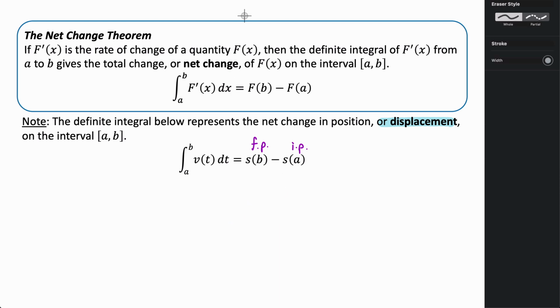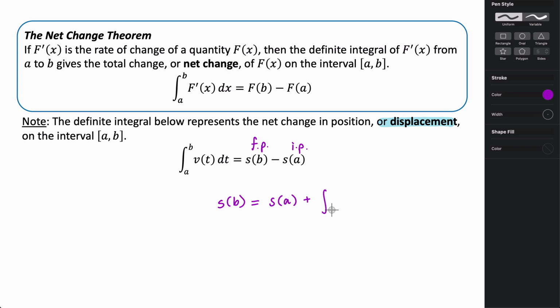So basically, let's just write it like this. The final position, S of B, would just be equal to the initial position, S of A, plus the integral from A to B of our velocity function, which is just the displacement, right? So if we want to find the final position, you just take your initial position plus your displacement. It would help to write the full word, right? Plus your displacement to find its final position.